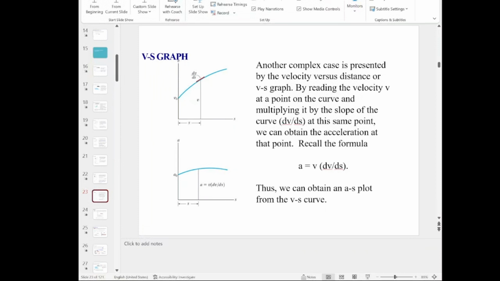In the next example, given velocity as a function of position, if you're looking for the curve of acceleration as a function of position, here's the form. So you have the velocity function times the derivative of the velocity function with respect to position, dv/ds.